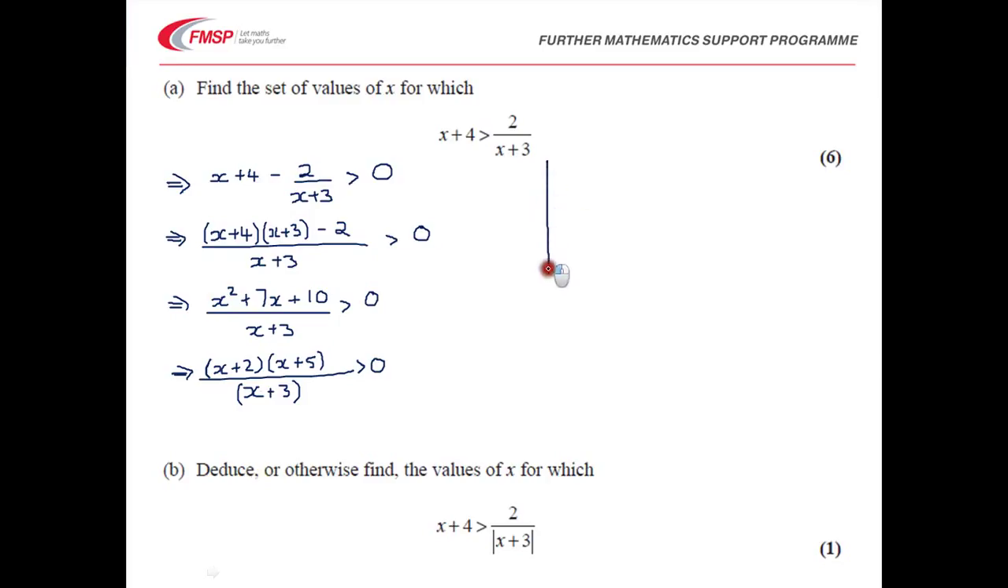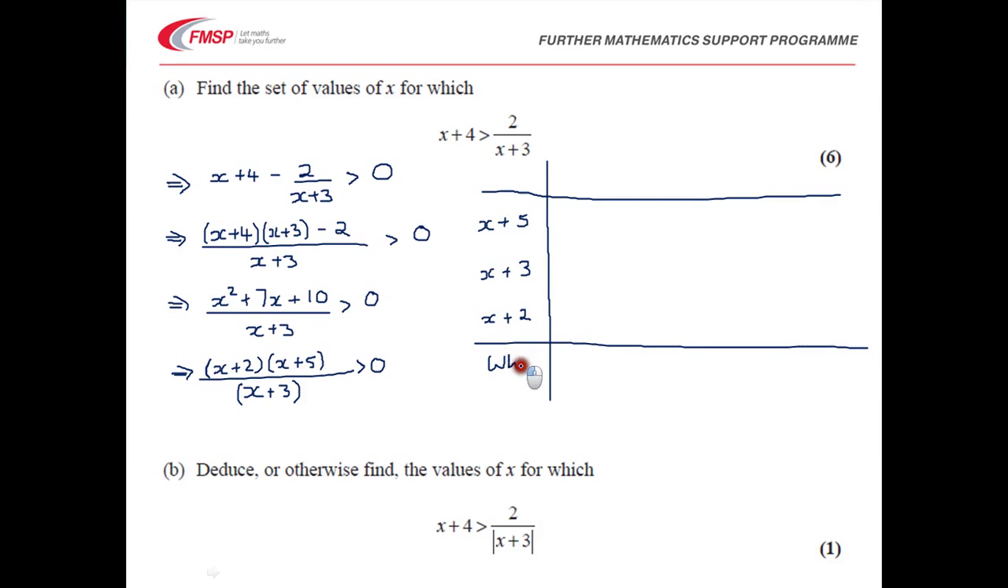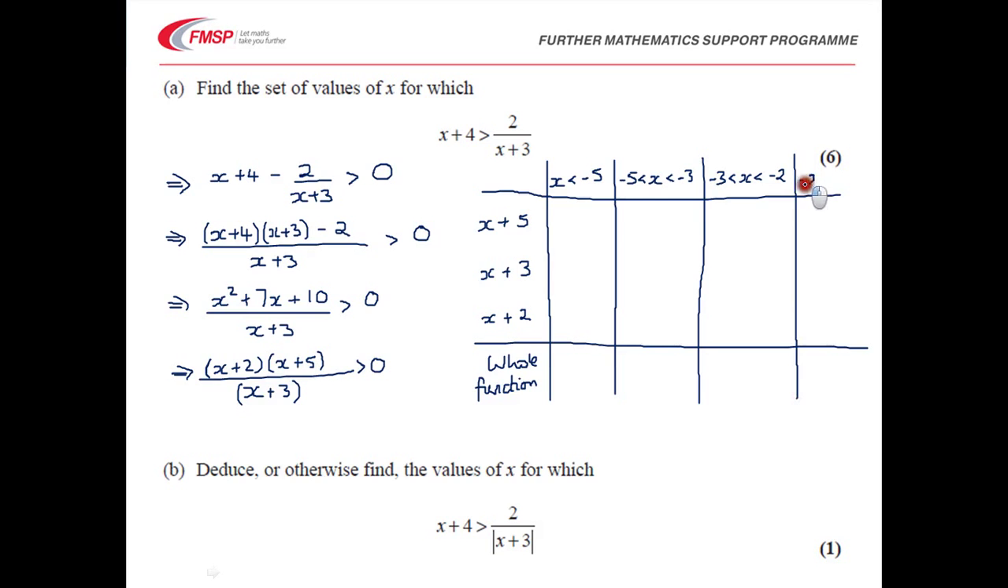And now I'm going to look at what happens to the function between pairs of critical values. So here are the components of my function, and across the top, the intervals I'm interested in. To start with, x being less than the first critical value of -5, then x being between -5 and the next critical value -3, then x between -3 and -2, and finally x beyond -2.